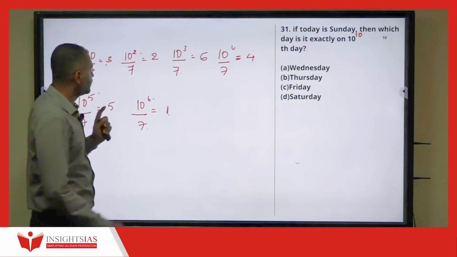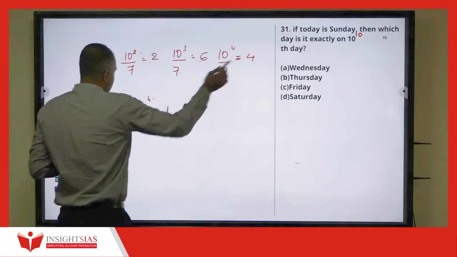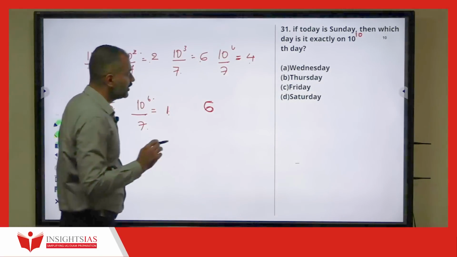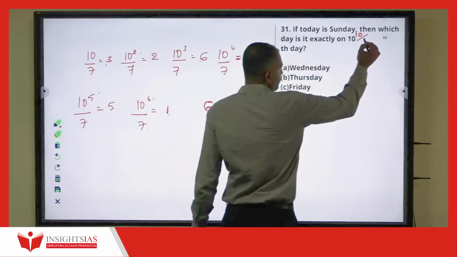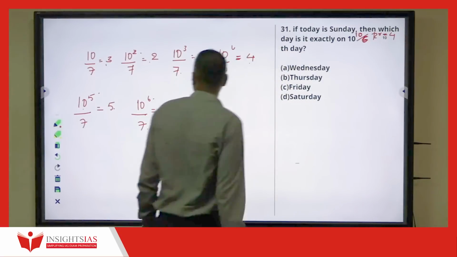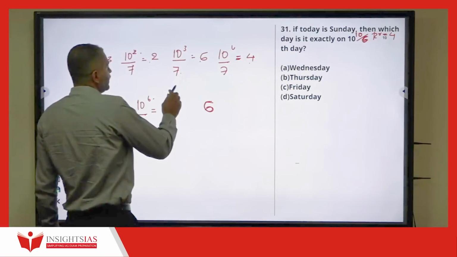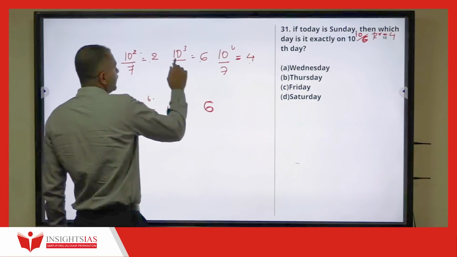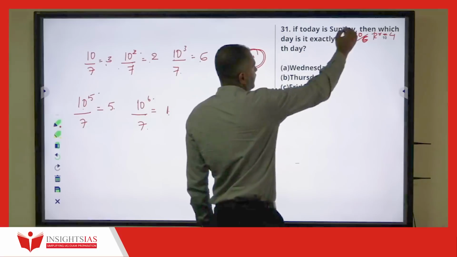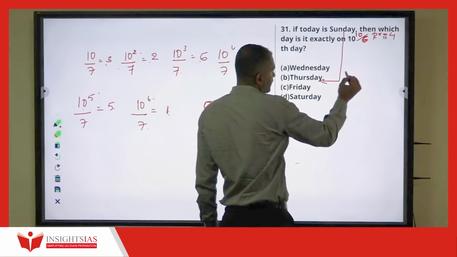This is cyclicity. So for the cycle to appear again and again, you have to go 6 times. Cyclicity is 6 here. When you divide 10 by 6, the remainder is 4. Remainder 4 means the fourth in the cycle, which is nothing but 4. Sunday plus 4 days is nothing but Thursday.